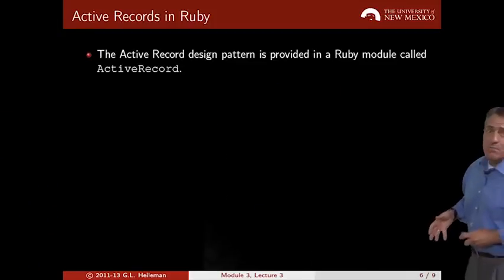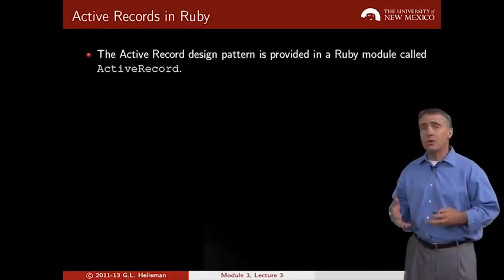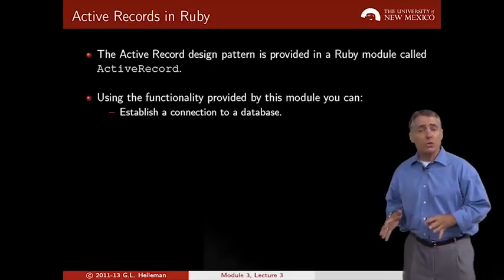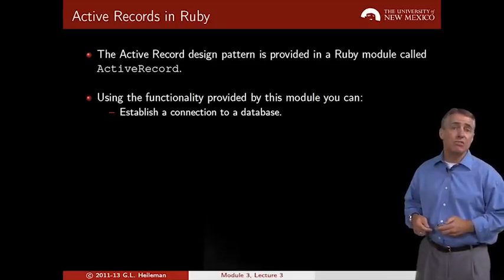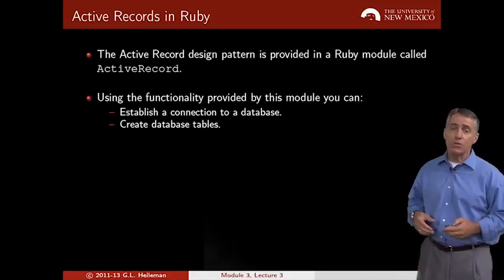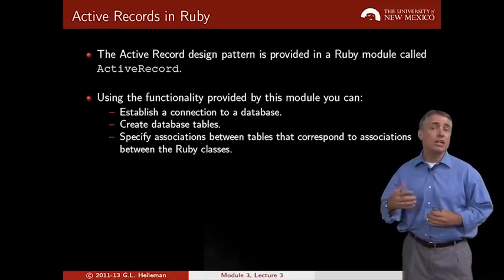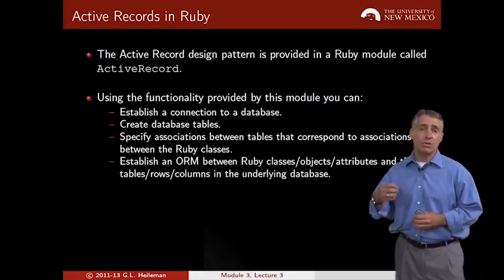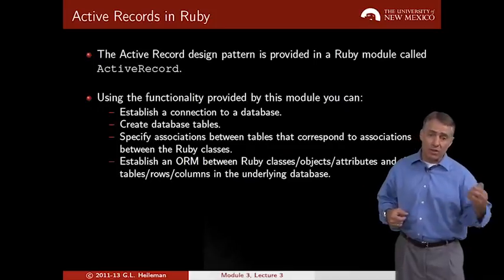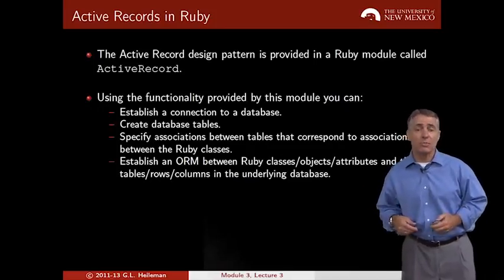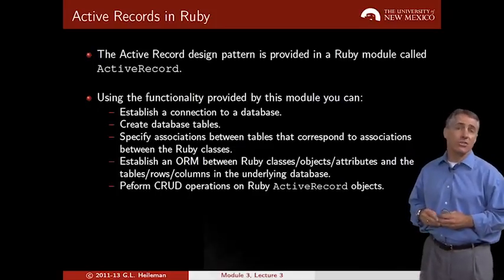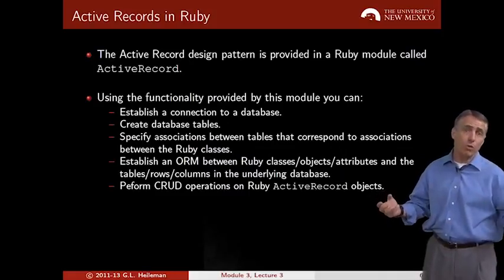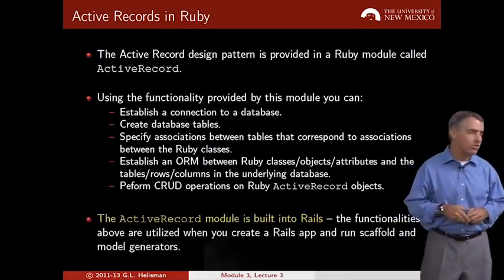Now, the active record design pattern is provided for you in Ruby using a module called Active Record, and this is built into Rails as well. And what this module allows you to do is establish a connection to the database, to create database tables, to specify associations between various tables in your database, and to establish this object relational mapping between the classes in your Ruby code and the underlying tables, rows, and columns in your relational database. Finally, it allows you to perform CRUD operations over these objects that are in your Ruby code, and it actually makes them work properly in the relational database that underlies the application.